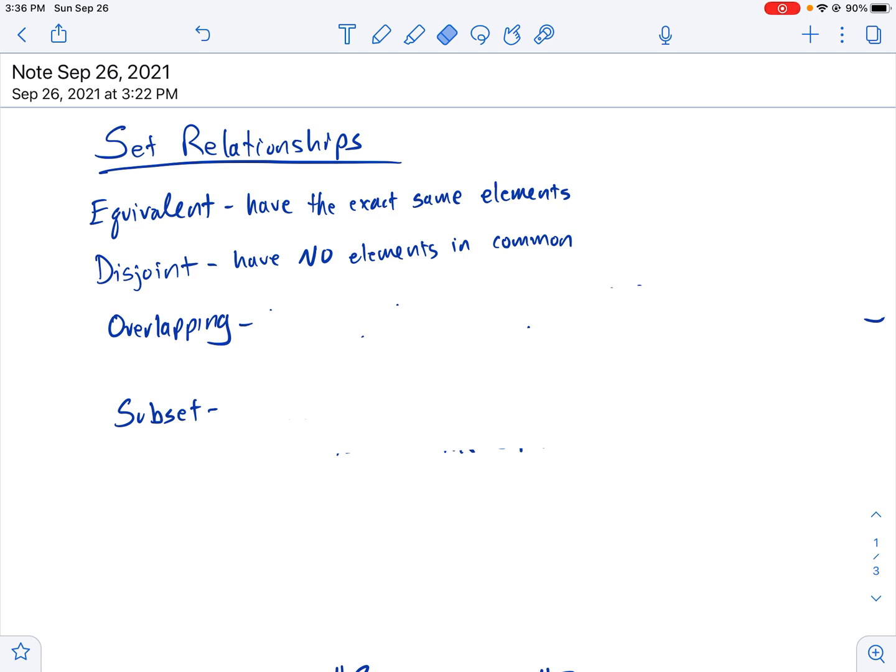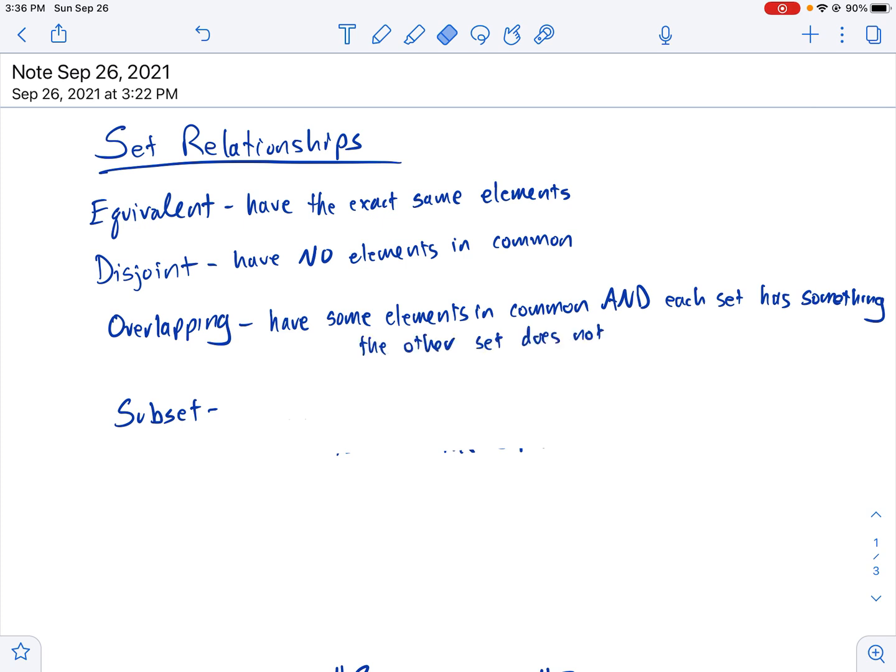Overlapping sets have some things in common, but here's the important part. They have some elements in common, and each set has something that the other set does not. And that is what differentiates it from equivalent and also from our final relationship, subset.